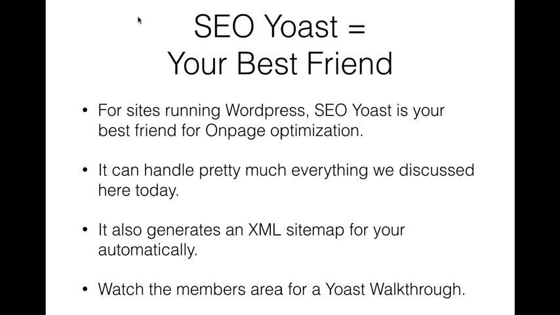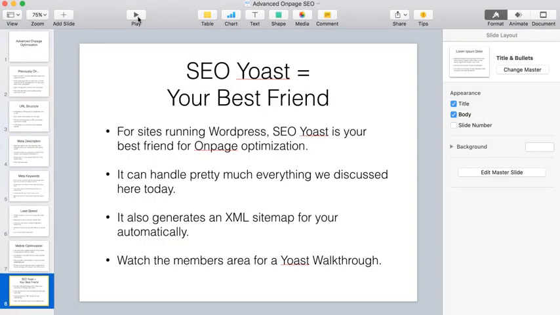So if you're working with WordPress, and I suggest that you do, I always recommend that because it's a great platform, Yoast SEO is your best friend for taking care of the majority of advanced on-page optimization tasks that we just went over here. It handles everything like the title, the meta keywords, the meta description. It's fantastic. It also generates an XML sitemap for your website automatically. So we're going to do a Yoast SEO walkthrough in one of these videos. Just look for it in the members area, and we'll show you how it works and why it's so cool. But that's it for the more advanced stuff here, guys.